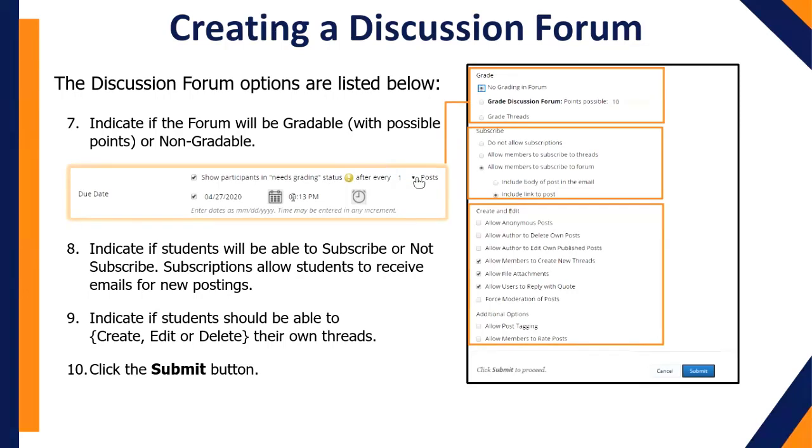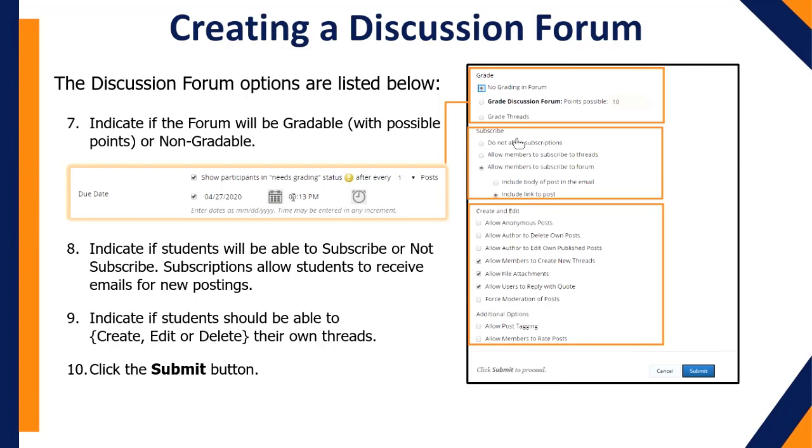And then you should delineate how many postings you need to see before it actually shows up as needs grading. For me, I would say 10 posts. So every time any student, not the same student, any student, as long as it numbers up to 10 posts, then it'll show up for me as needs grading, as opposed to needs grading after every single time one student posts something.